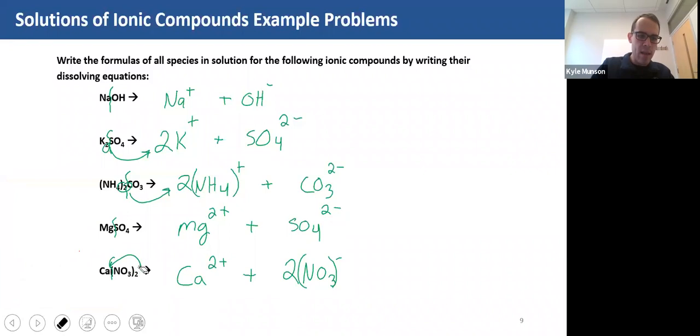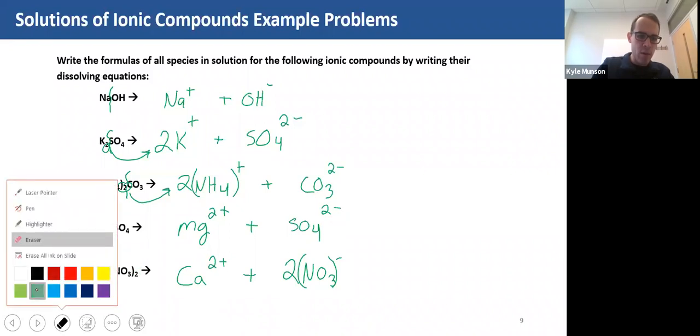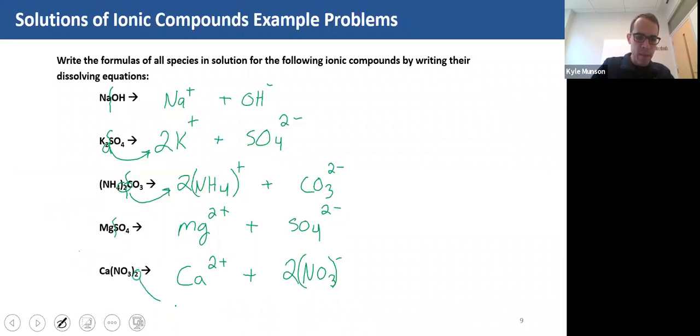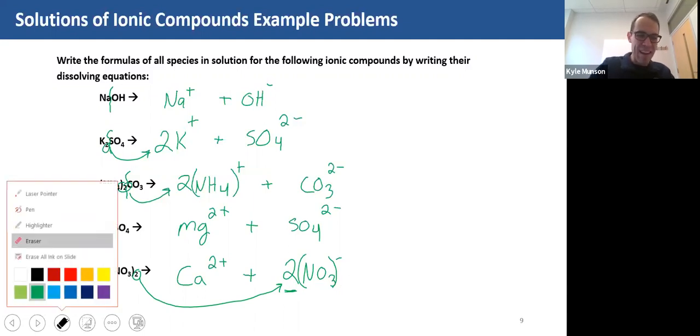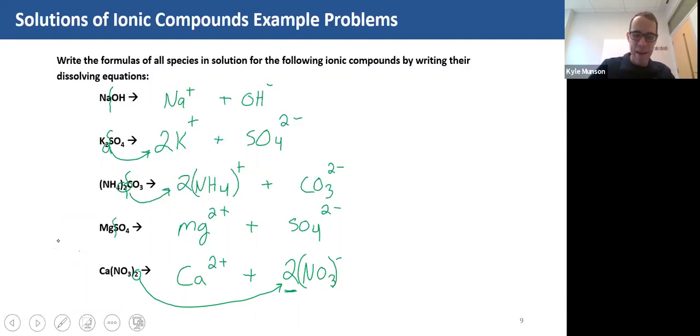So again, this 2 shown here comes out front, okay? You don't put the 2 there, wrong. Don't do that. It's not the compound, okay? It's a nitrate anion, and we have 2 of them, and that coefficient goes in the front.